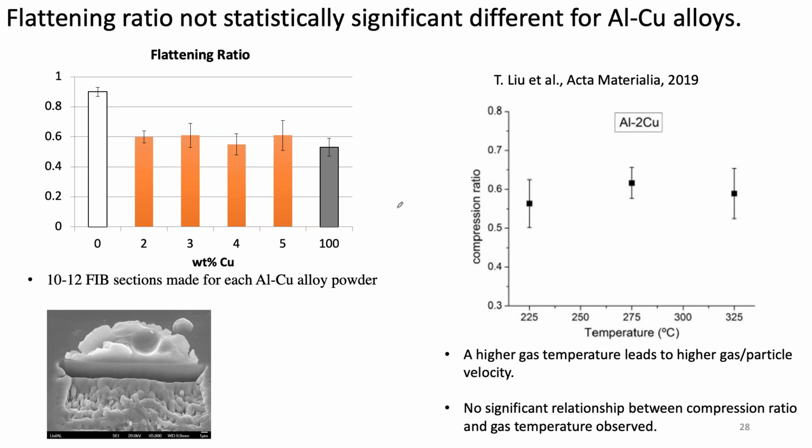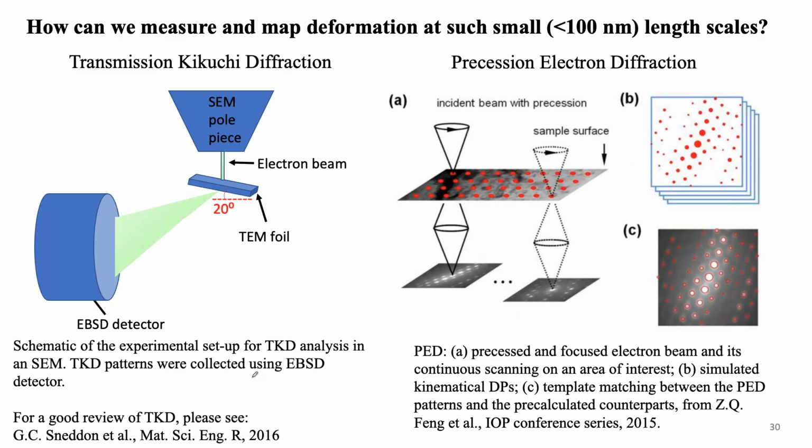Okay, and so now we're going to look at that interface and say, well, what's going on right here? But that's a really small length scale thing. So how can we do that using similar techniques? Well, there are 2 ways that we could do this. One is with transmission Kikuchi diffraction.